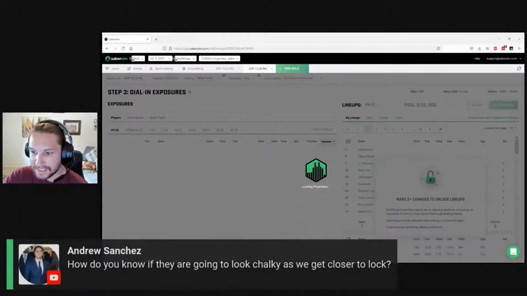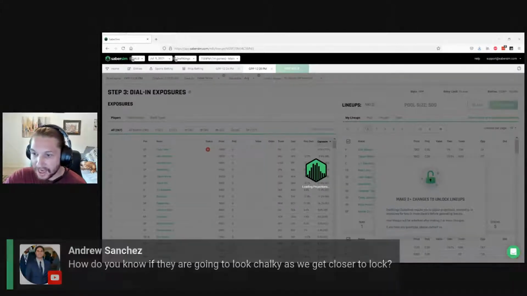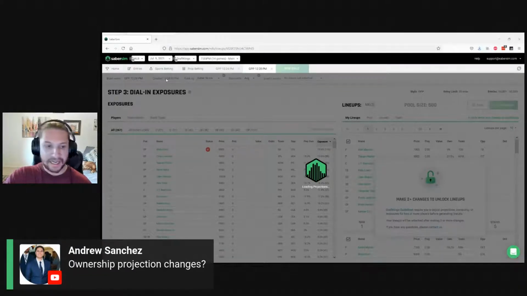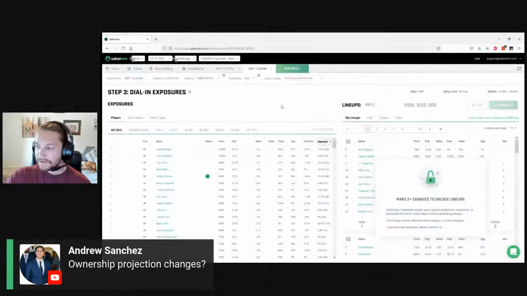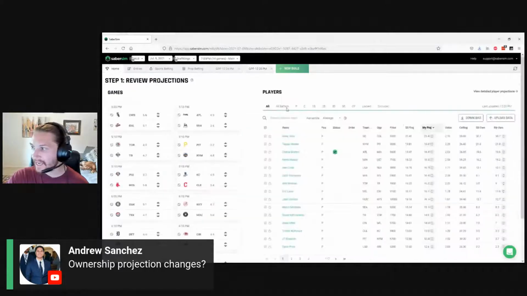I see Andrew followed up by saying, how do you know if they're going to look chalky as we get closer to lock? Are we looking at Vegas line movement, ownership projection changes? Yeah, this is a little bit of a mixed bag here. I would say one of those things that is great to look at is the ownership projections, right? Keeping an eye on what potentially chalky teams look like throughout the day here.